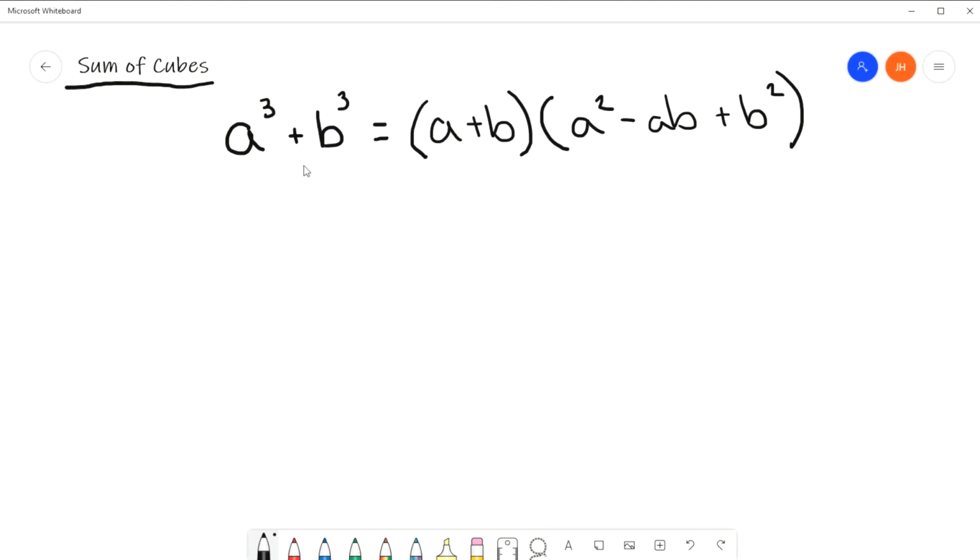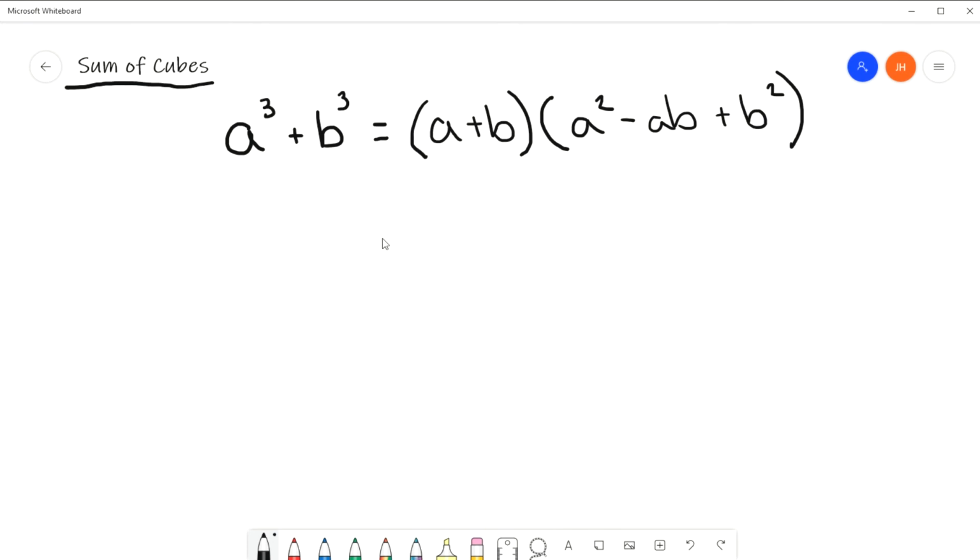The last special case factoring little trick that I want to look at is sum of cubes. So the last two special cases were difference of squares and difference of cubes, when they were subtracting. This one, actually, when you have two terms that are to a third power and they're adding, there is also a special case. So if I have a cubed plus b cubed, then that should factor into a plus b times a squared minus ab plus b squared.